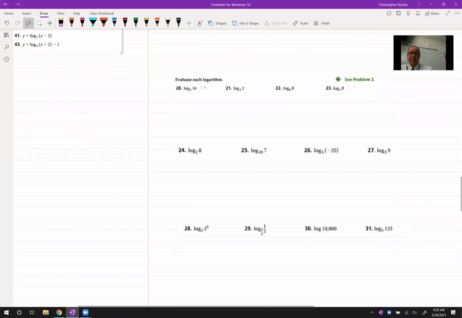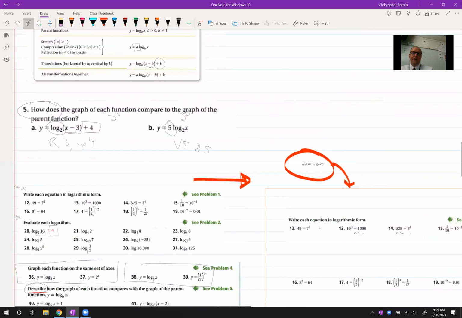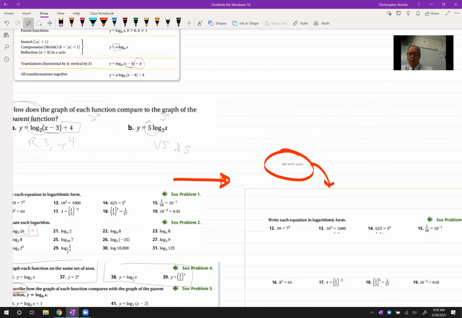All right. So I have these laid out with a little more space to the right. And we'll keep plugging away at log functions.